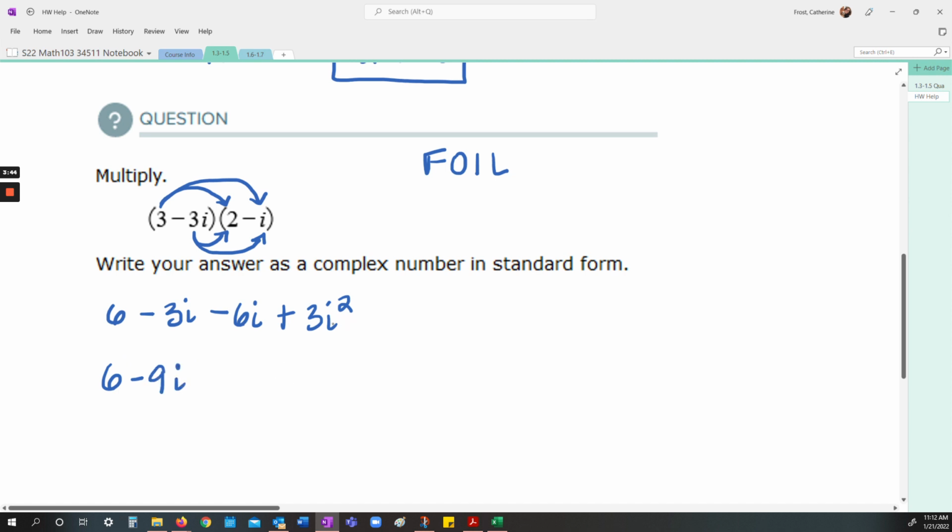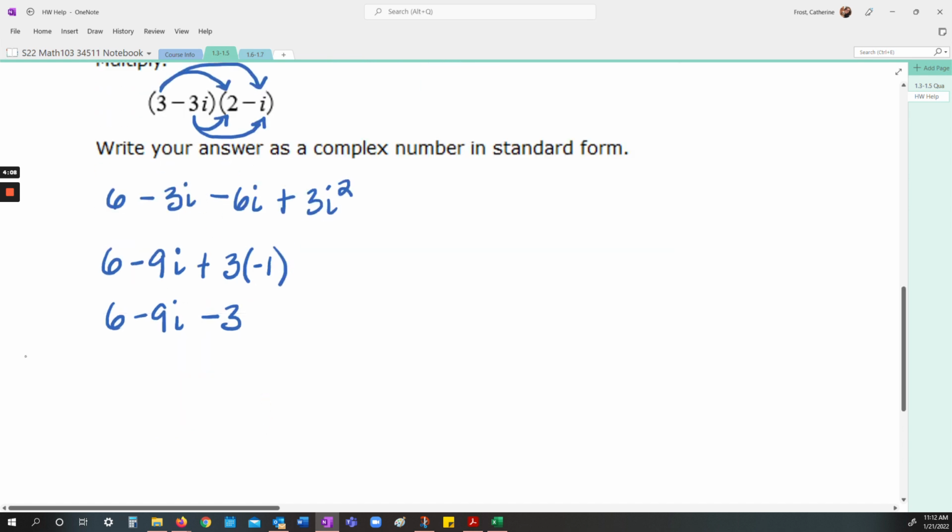And then this 3i squared, i squared is -1. So we can write that this is 3 times -1 instead of i squared. Hopefully pretty quick you'll get to where you can just go straight to 6 minus 9i minus 3. That i squared is just going to change the sign on that term. But don't rush it. Okay, so combining the 6 with the -3, we get 3 minus 9i for our final answer.